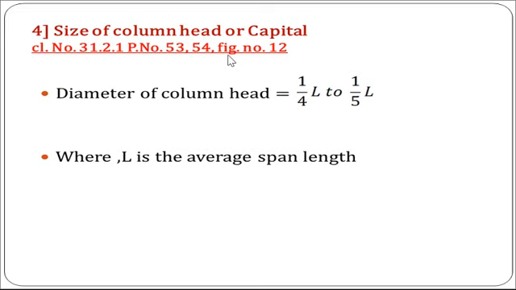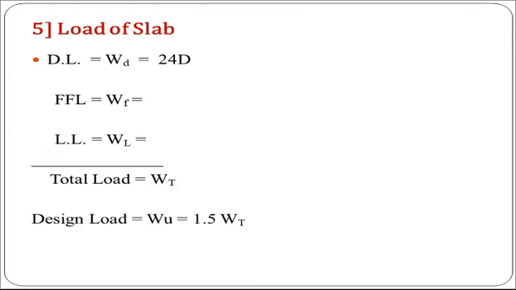Then the size of the column head or capital. The column head or capital is above the column and below the slab or drop. Then the diameter of the column head is equal to 1/4 of L to 1/5 of L, where L is the average span length. That means there are two spans, L1 and L2, and we can take the average. We get the size of the column head or capital.